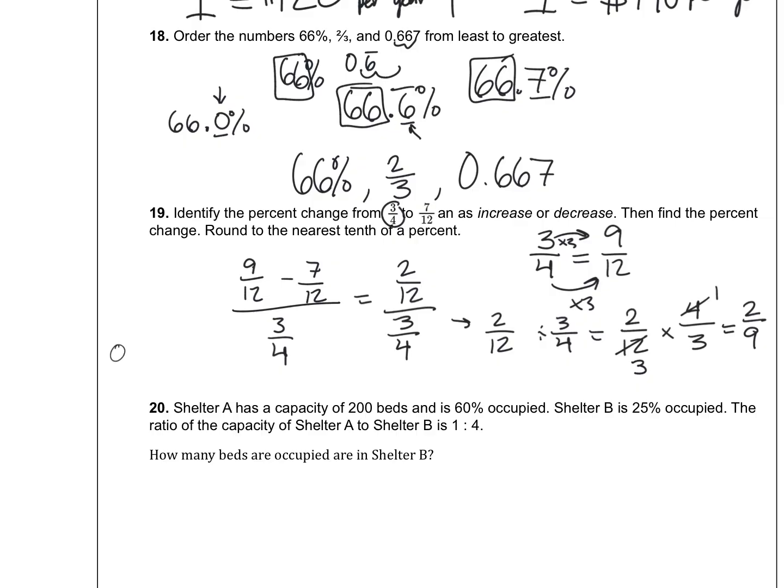Okay, 2/9, I need to make this into a percent, so I could do 2 divided by 9. 2 divided by 9 is 0.2 repeating, which turning that into a percent would give me 22.2 repeating percent. Because I went from 9/12 to 7/12, that is a decrease.